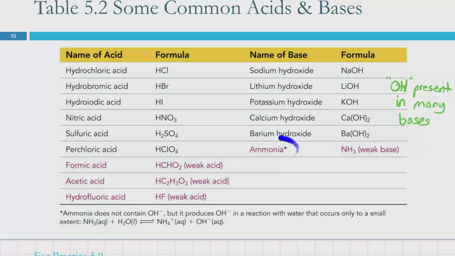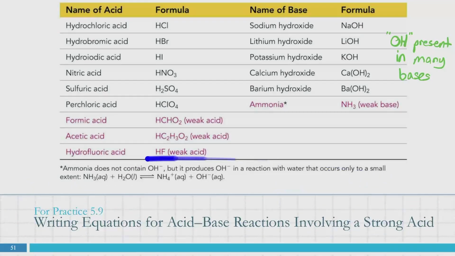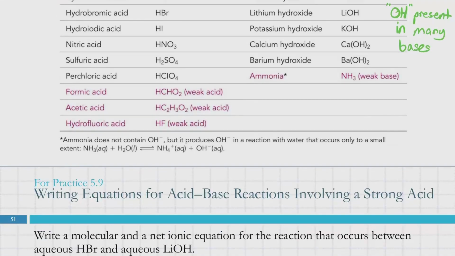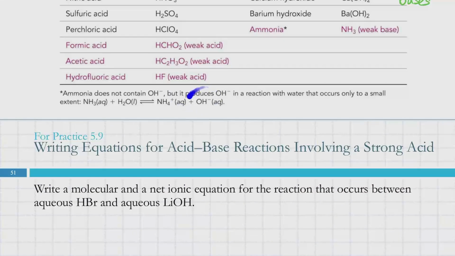Ammonia is also a base, but it's a weak base. Ammonia is NH3. And the little asterisk is referring to the fact that it can take a proton from water and produce hydroxide and ammonium.